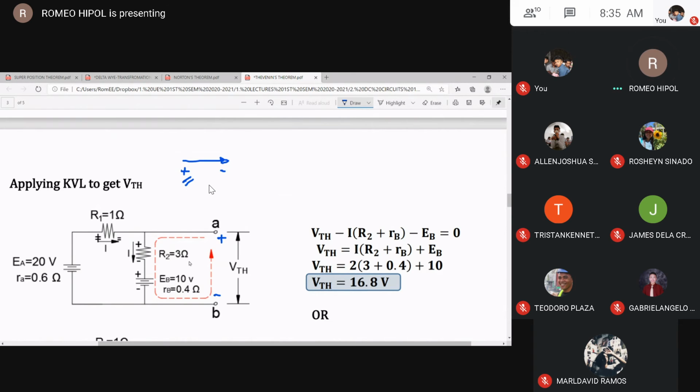Kung magkamali man kayo, for example, ang assumption is sa direction lang naman din. Hindi naman sa magnitude. Okay? So, start tayo. VTH. Ito na. Actually, nakasulat na. So, isinulat ko na rito. So, we have the Thevenin's voltage, VTH. Then, ito, voltage drop across R2. So, get the negative polarity.